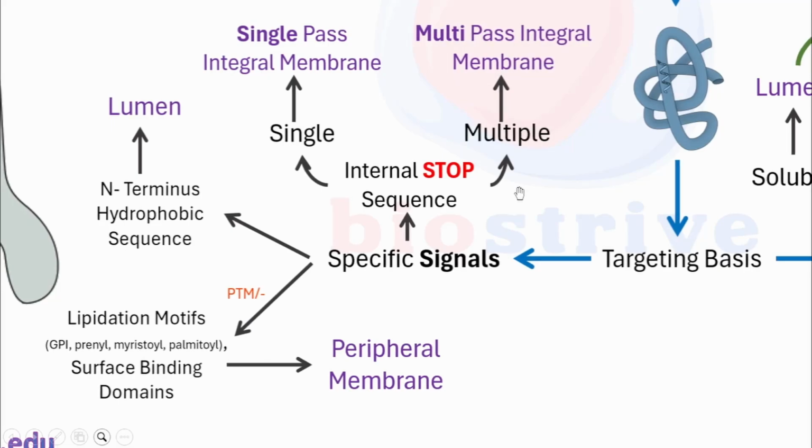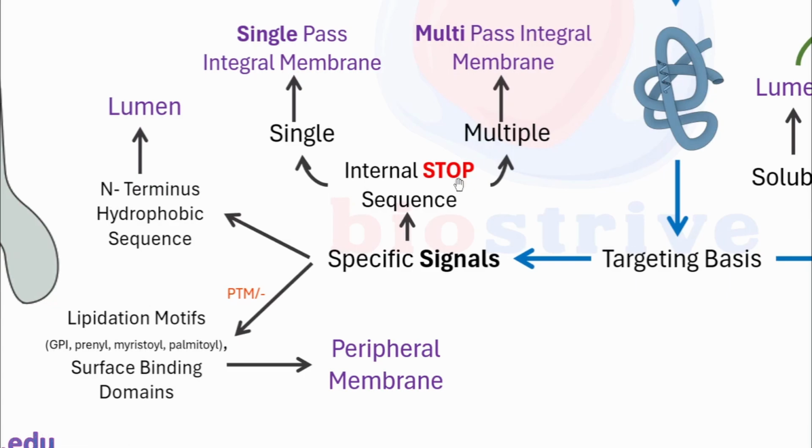The specific signal sequence will actually determine the specific location of the targeting. If there is N-terminus hydrophobic sequence of 15 to 35 amino acids we talked about earlier, it will be targeted to lumen. If there is a specific stop sequence in between, or internal stop sequence, we can say, it will be acting as integral membrane protein. If there is only single stop sequence, it will be single pass protein. If there are multiple stop sequences, it will be multi-pass protein.